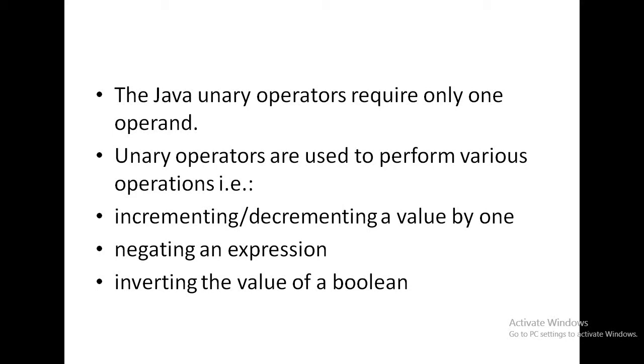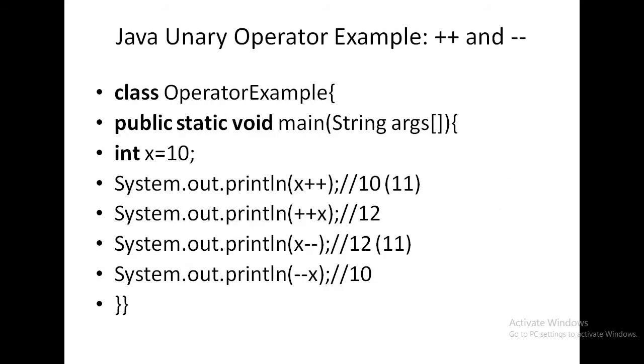The third one is inverting the value of a boolean. Boolean means it holds only true and false. Inverting means changing. A true value can be changed to false and a false value can be changed to true with the help of a unary operator. Boolean means either a true value or a false value, either 1 or 0. So first we will discuss the increment and decrement operators. We already know these in C and C++ language. I will just give you small examples.